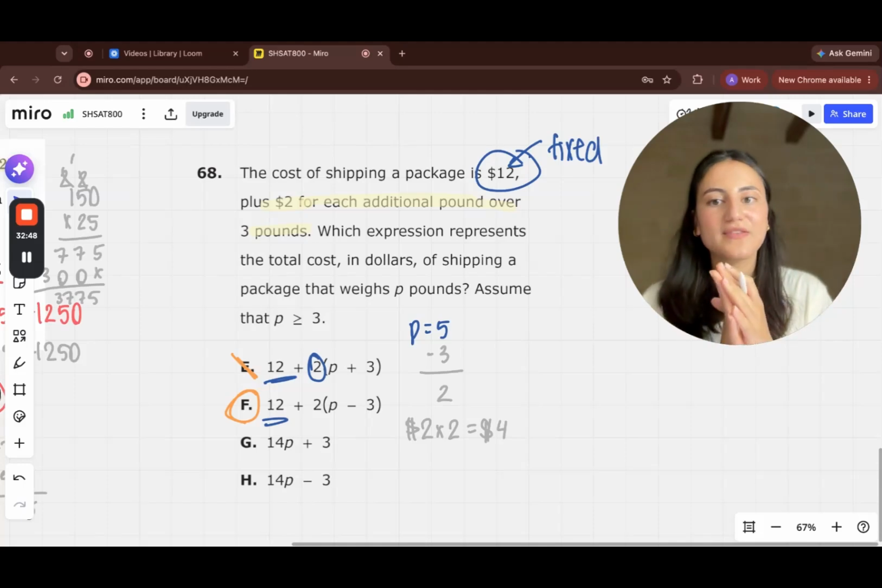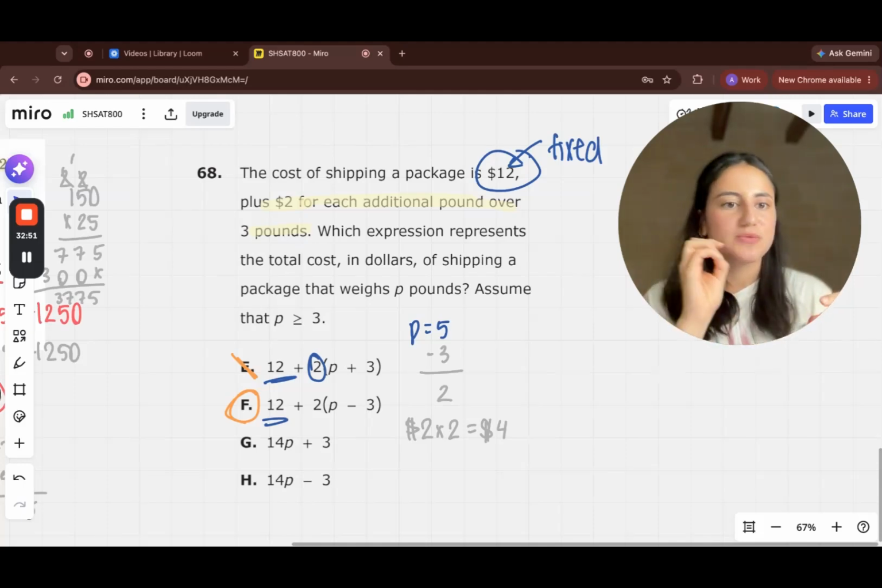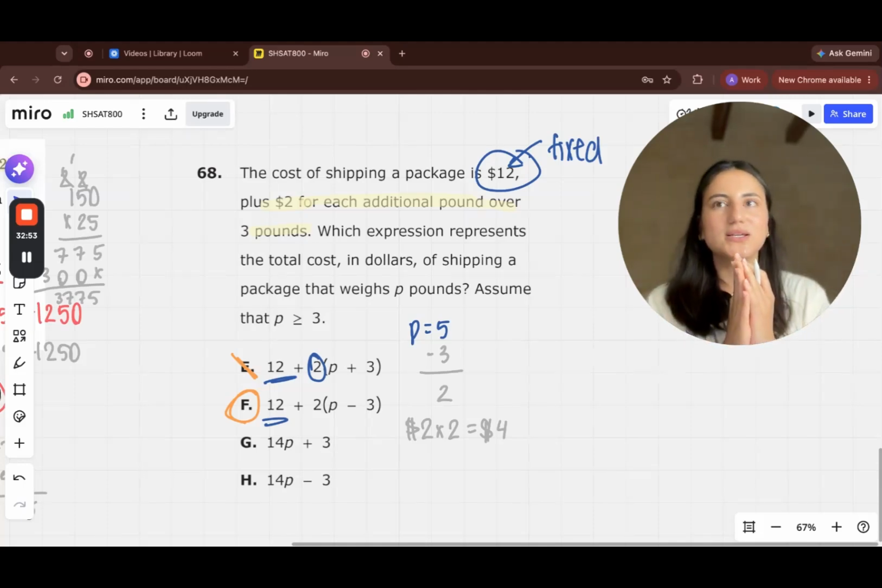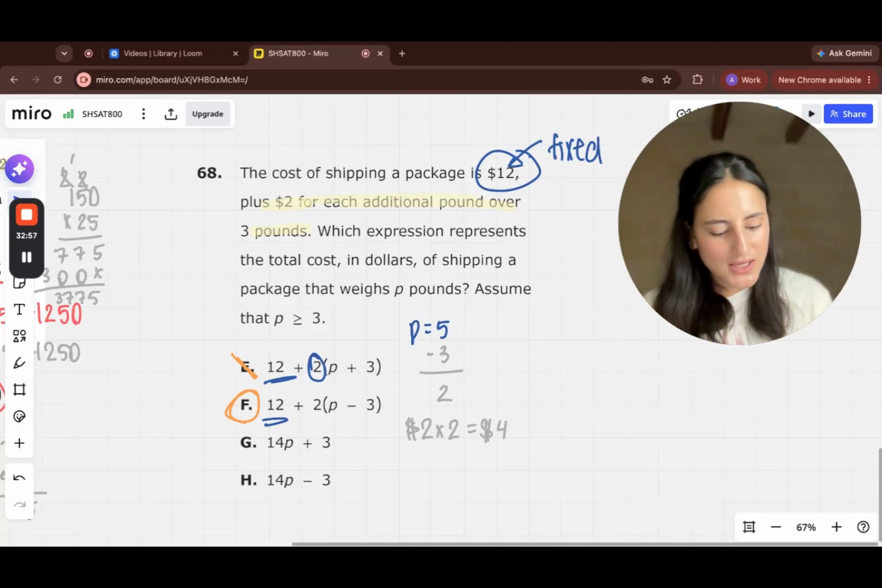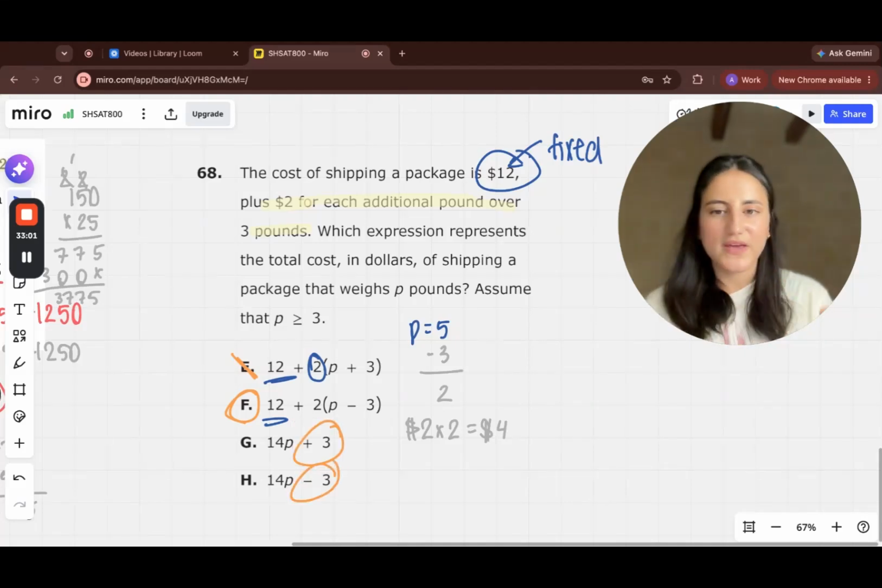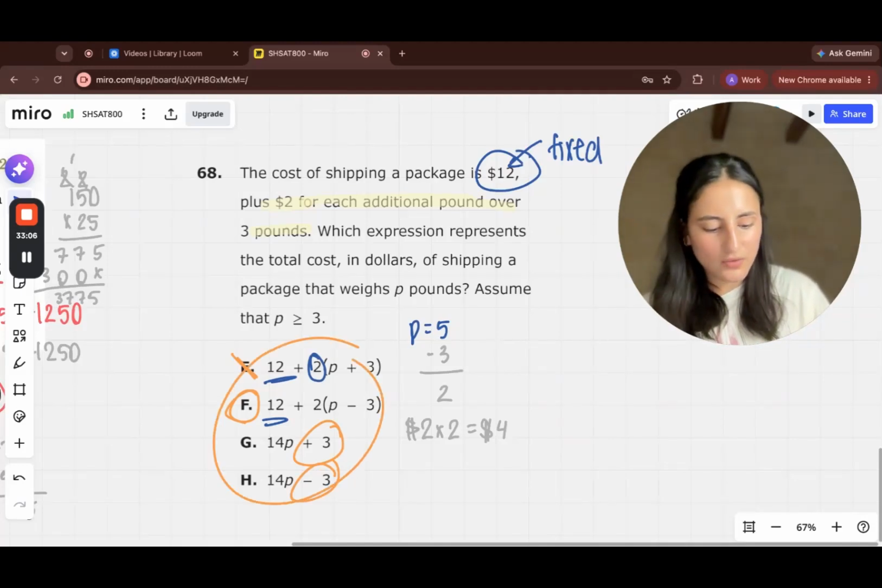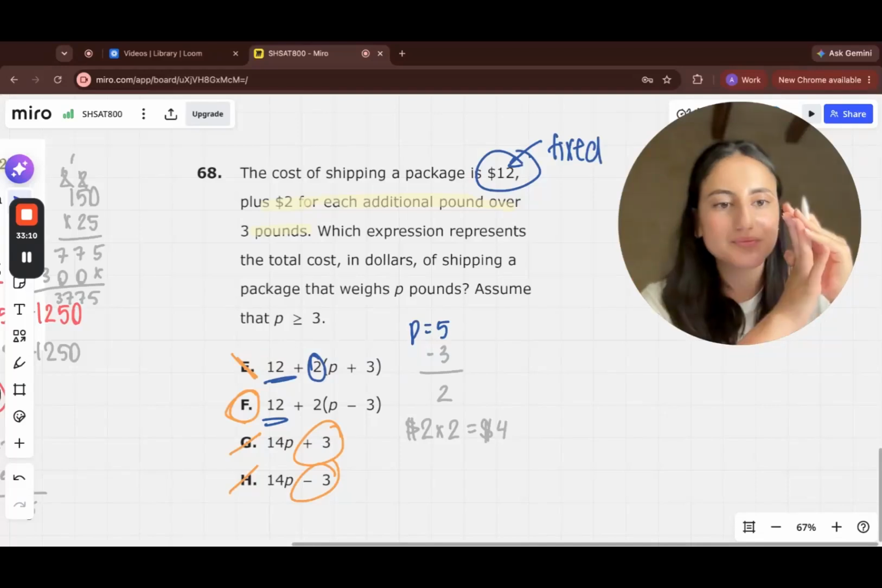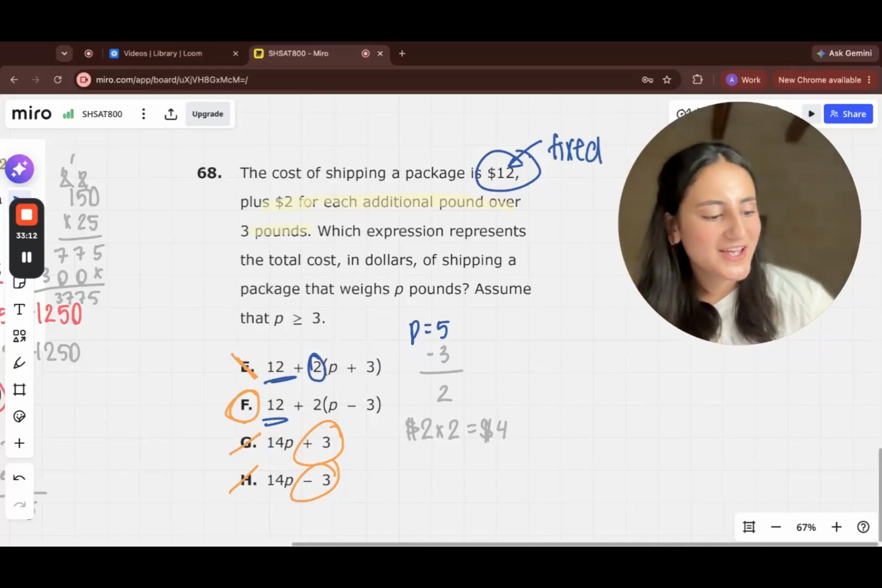But I think this is a really good strategy, is to just plug in a simple number to see how you evaluate it so you're not too confused, hopefully. And then in these cases, 3 is being treated as the fixed cost because it's talking about the total cost is being represented in all of these. So that wouldn't make sense either, which means F is definitely the right answer here.